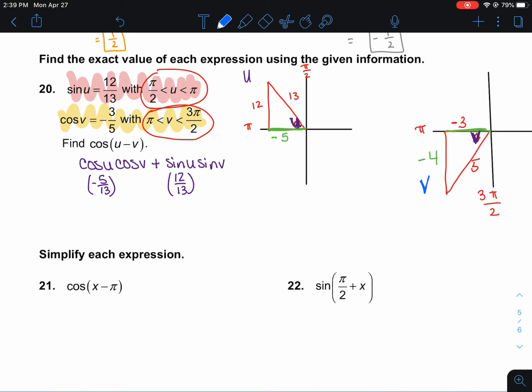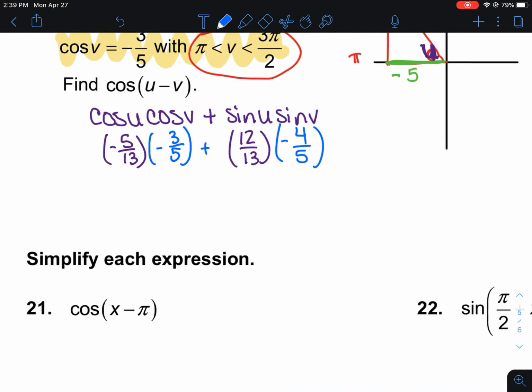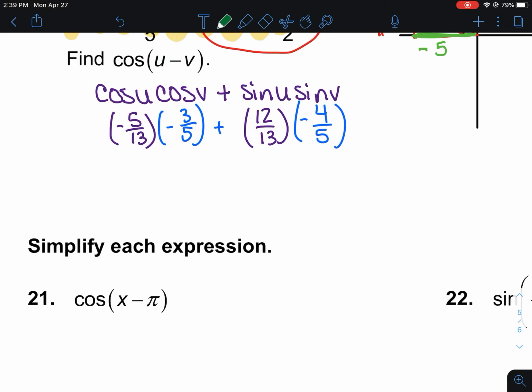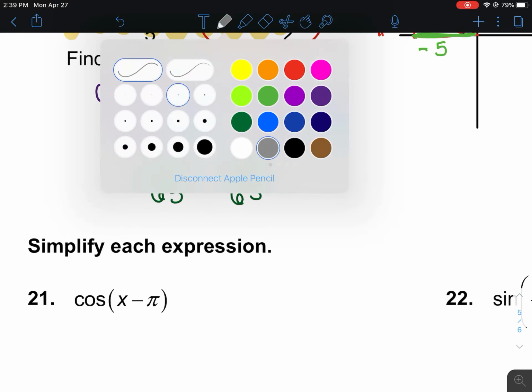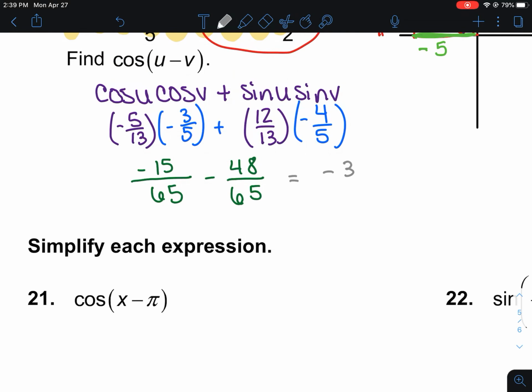Okay, and for v, I'm looking over here. The cosine is negative 3 over 5. The sine is negative 4 over 5. And then from there, I'm just going to simplify. So I end up getting negative 15 over 65, and I get negative 48 over 65. Combining to give me a negative, oops, this was positive, excuse me, negative 33 over 65.